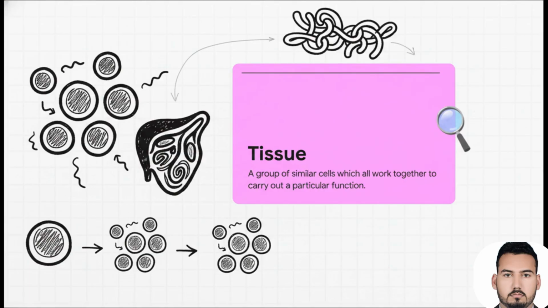a tissue. By definition, a tissue is a group of similar cells which all work together to carry out a particular function. Honestly, if you're prepping for a biology test anytime soon, memorize this word for word. It is a classic exam requirement. Basically, when cells of the same exact kind specialize to do one specific job, they group up. And that team of cells, that's what we call a tissue.